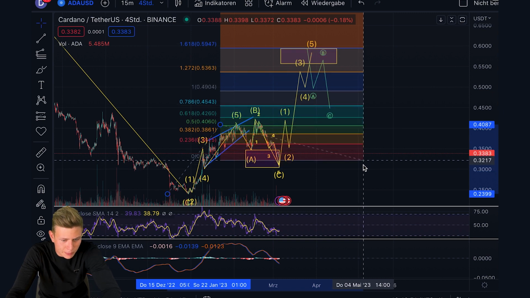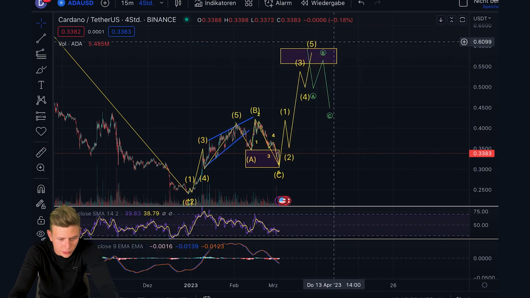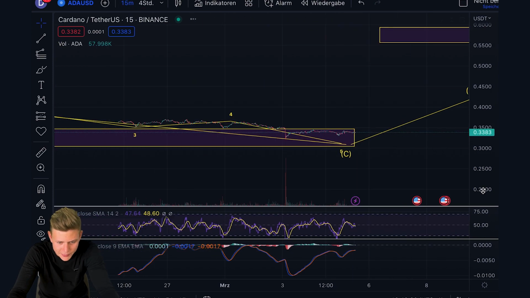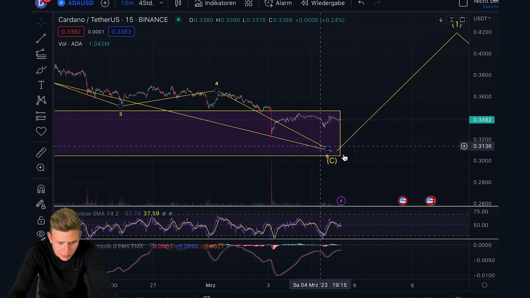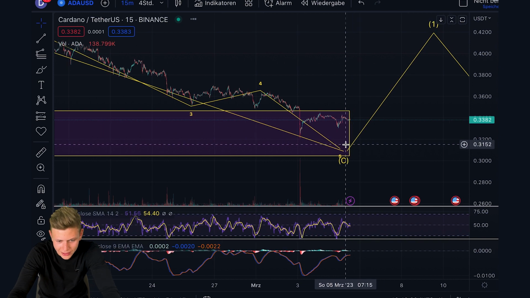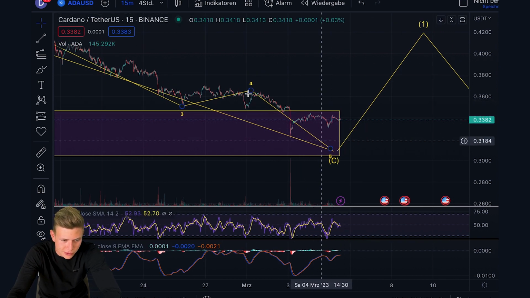So you can see it depends a little bit, but something like that is absolutely my preferred option, my primary scenario, which I'm currently following. And that's why I'm in a small long position. But if we are dropping lower and see one more low, I will of course scale up this long position and will not get stopped out of this trade.